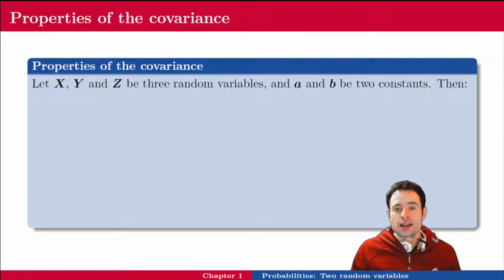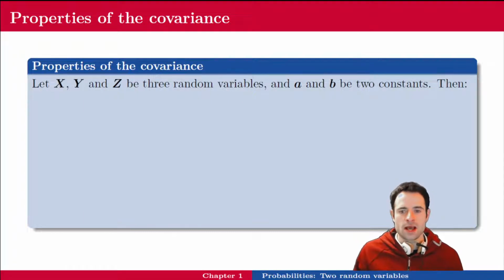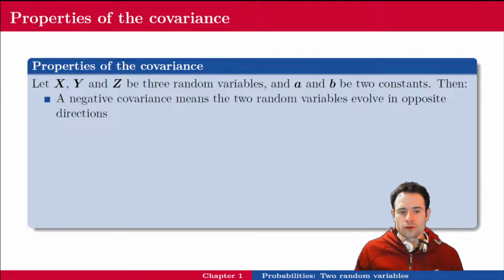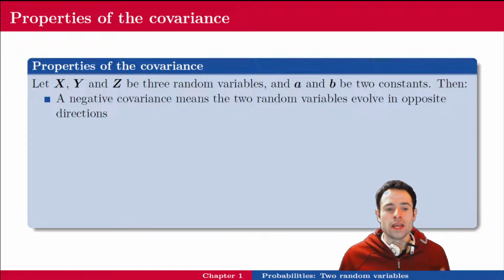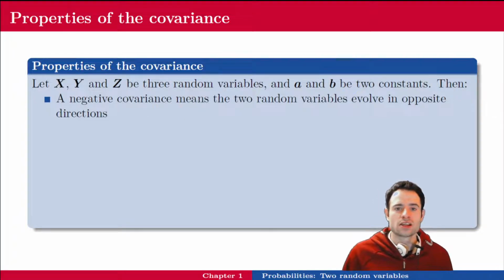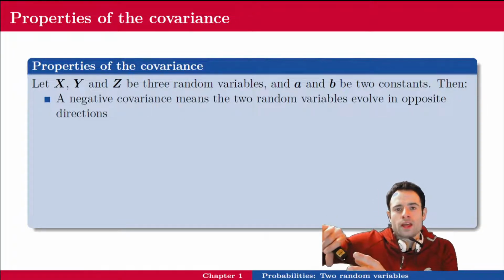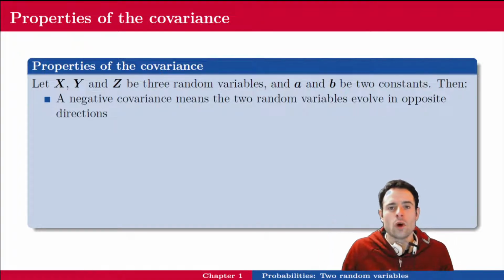The covariance, like the variance, has a couple of handy properties that you should be able to manipulate for the exams, the assignments, and so on. I will use the example of 3 random variables, x, y, and z, and I'll take 2 constants a and b. The first property is that a negative covariance means that the 2 random variables evolve in opposite directions. It means that on moments where one of them tends to be high, the other one tends to be low.